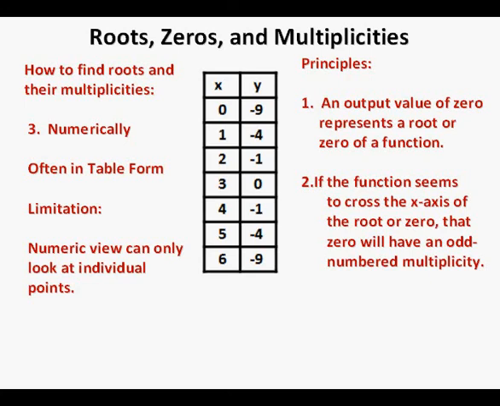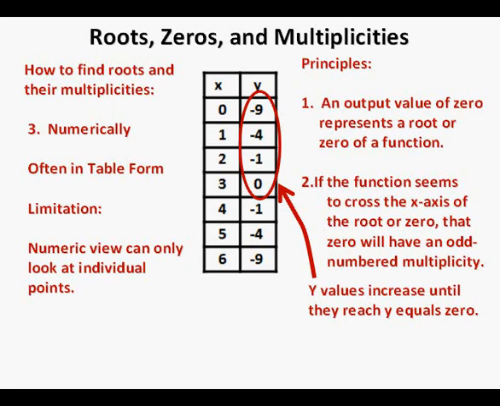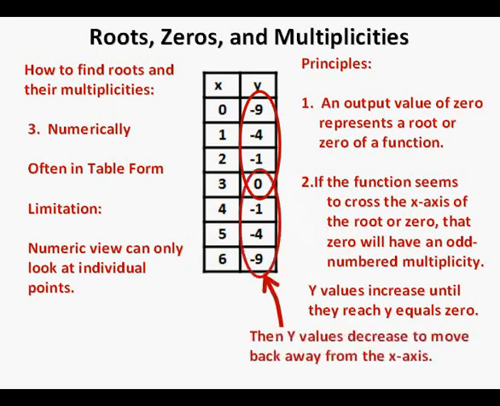Here's another table we'll use to examine another principle of determining multiplicities. In this table, the output values increase all the way until they reach y equals 0. And after touching 0, it's like the graph bounces off the x-axis and goes back down the same way it came instead of crossing the x-axis.